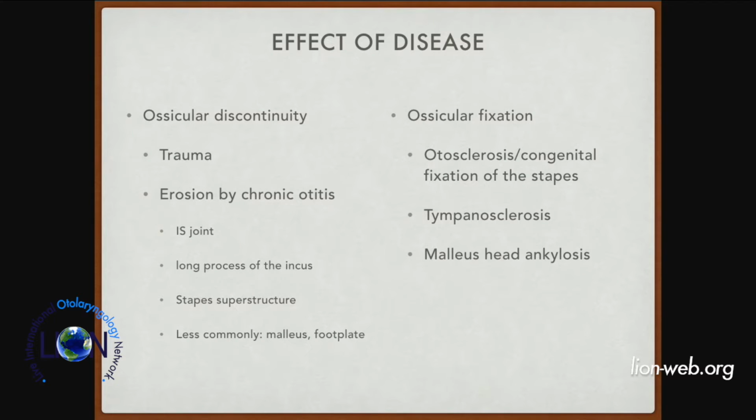Now, ossicular discontinuity, these are some general reasons. Trauma, of course, maybe more common in some areas than others. Erosion by chronic infections and cholesteatomas is probably the most common pathology we see, and of those, by far, it's the erosion of the incudostapedial joint, followed by erosion of the entire long process of the incus. Maybe next is the stapes superstructure, and less commonly we see erosion, in primary cases at least, of the malleus or the footplate. Ossicular fixation: most common is otosclerosis, and less common is congenital fixation of the stapes, tympanosclerosis, and other congenital fixation syndromes with malleus head ankylosis and others.